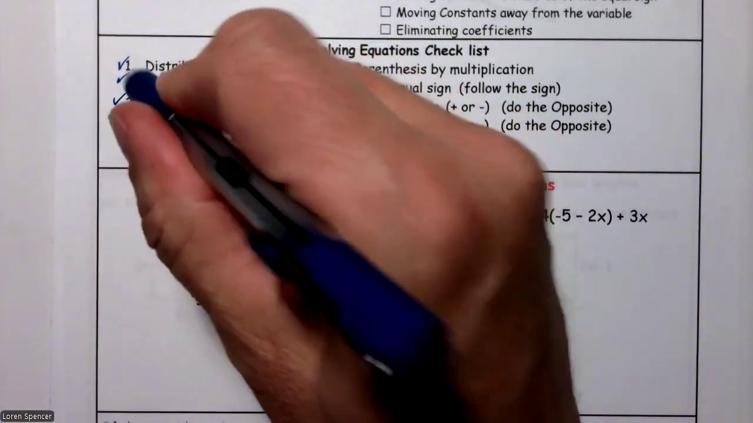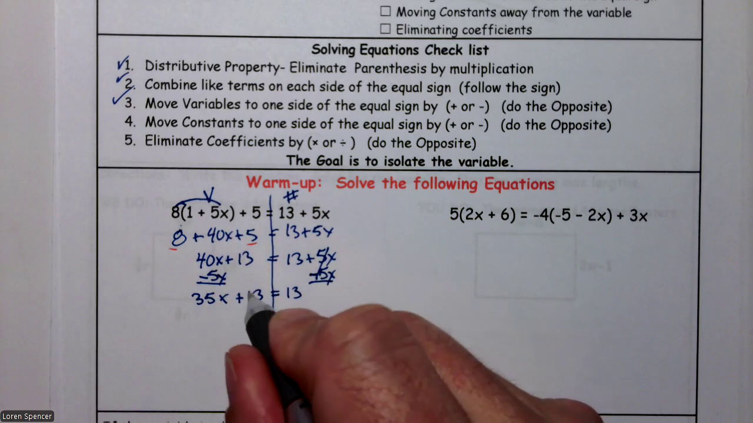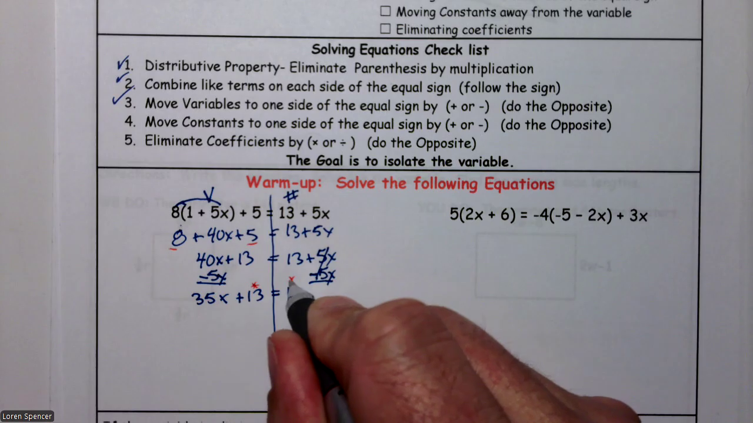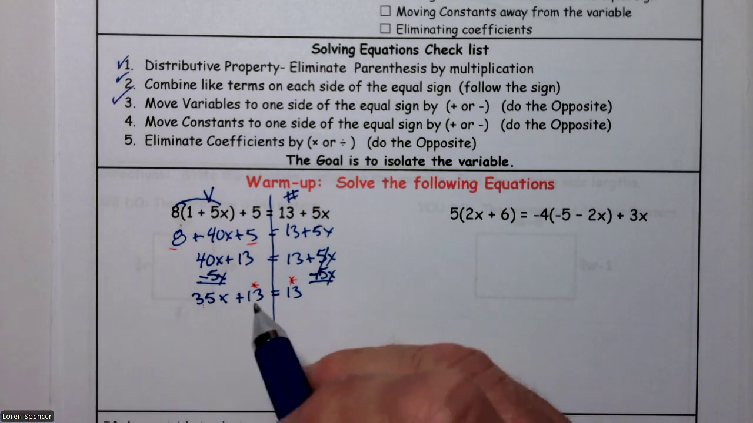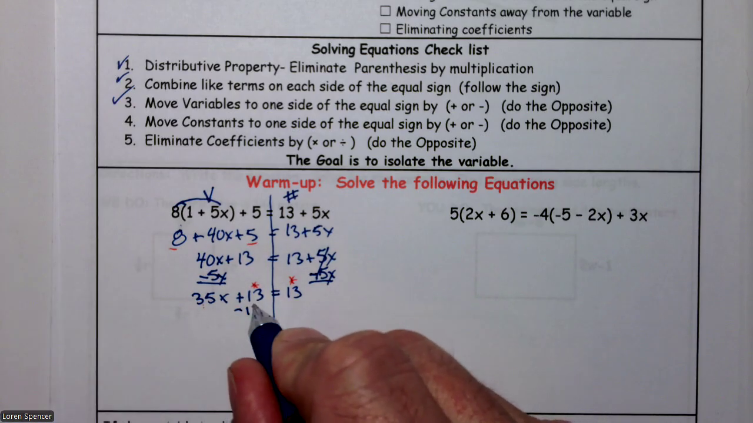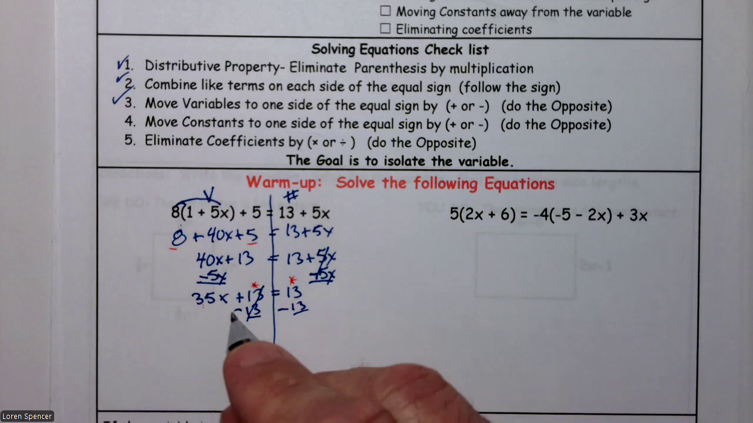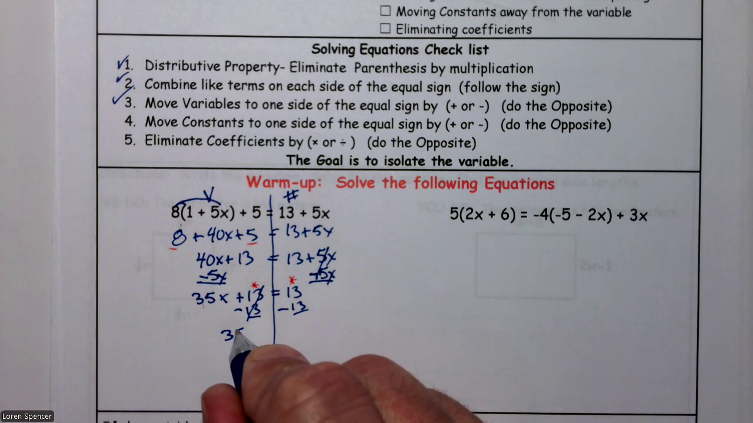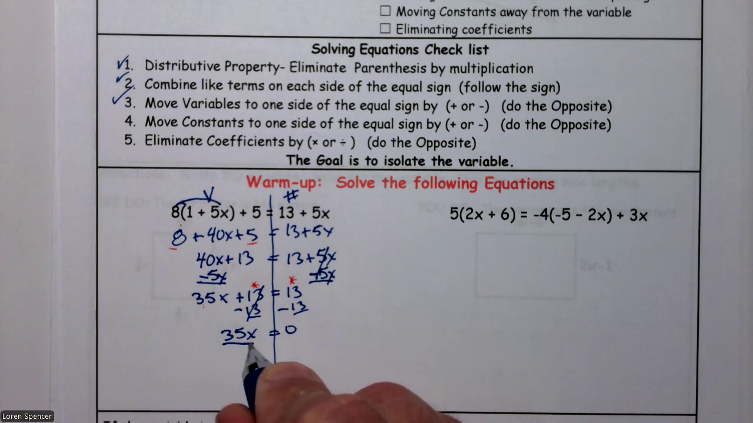All right, now that we've done that, we need to move constants. And the goal here is always to move it to the side opposite of the variable because we want to isolate the variable. These two numbers represent my constants. This is a coefficient. So we need to move this constant away. So it's a plus 13. So we need to do a minus 13. And this drops off. We end up with 35x equals 0.